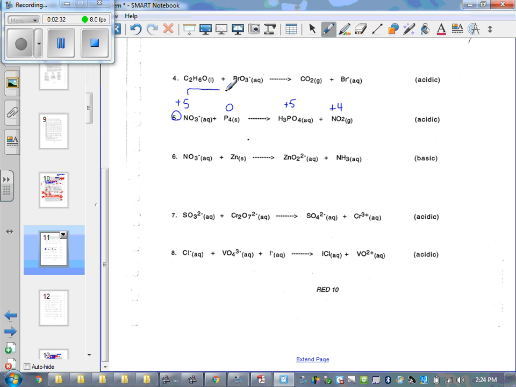So let's look at what's changing. Our nitrogen has gone from +5 to +4. So we have done what? Reduced it. So we have gained 1 electron for each N atom. So far, so good? There's only 1 N atom in here, so 1 electron was gained for each nitrate.